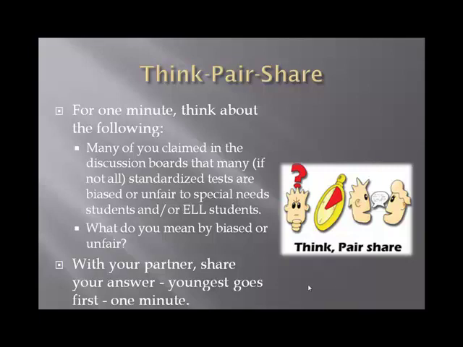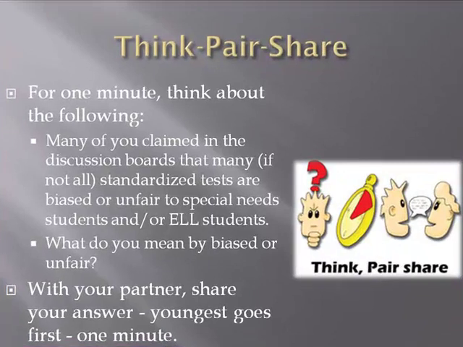Now the question I ask here is something I would like you to think about. Many of you claimed in the discussion boards, and you have read about it in Alfie Kohn's Getting Evaluation Wrong, that standardized tests are biased or unfair to special needs students and or ELL students. A lot of people have said that, and the article that Lacey did said that as well. So how do test makers account for that? And what do you mean that they're biased or unfair?